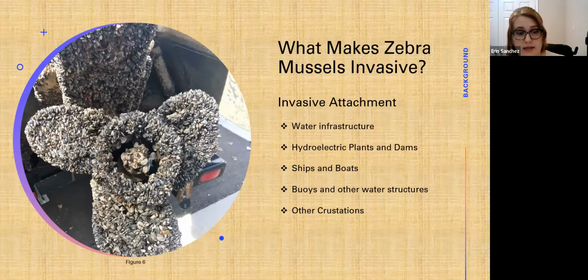Hydroelectric plants and dams have costs associated with removing mussels from pipes and structures and maintenance to keep them from reattaching. Attachment to ships and boats can cause problems with drag and erosion of the hulls and engine problems. Buoys and other water structures require more maintenance to remove mussels in order to function properly. Zebra mussels can also attach to other crustaceans and plants in their environment.